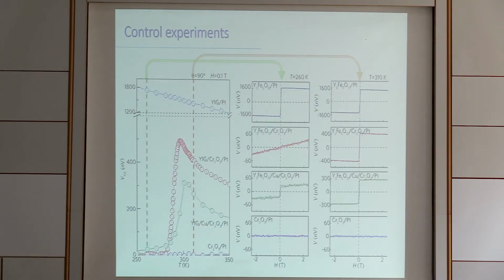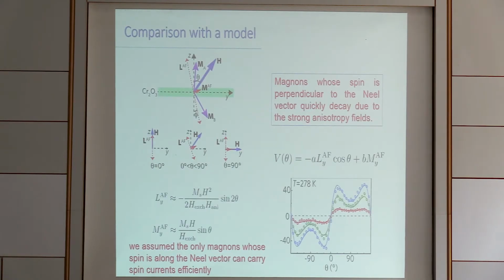And this steep change appears also when a copper layer is put between them, in the YIG, copper, chromium oxide, and platinum sample. In this configuration, maybe the orientation is not 100%, so the structure is vague, but still some change is observed here. In the YIG, chromium oxide, platinum two-layer system, we observed a very sharp change. This is the angular dependence of the spin current signal.